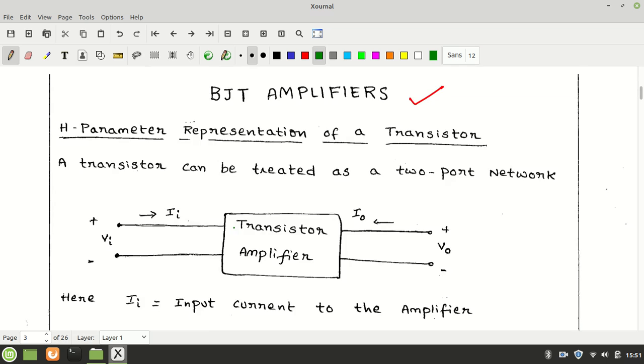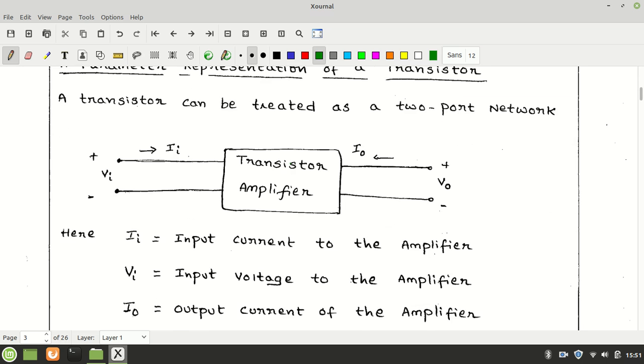For this, let us suppose the transistor proper biasing circuit is inside that black box, and we have two ports: one is the input port, and this is the output port. At the input port, there is an input battery and there is input current II, and at the output port there is output generated voltage VO and the output current IO.